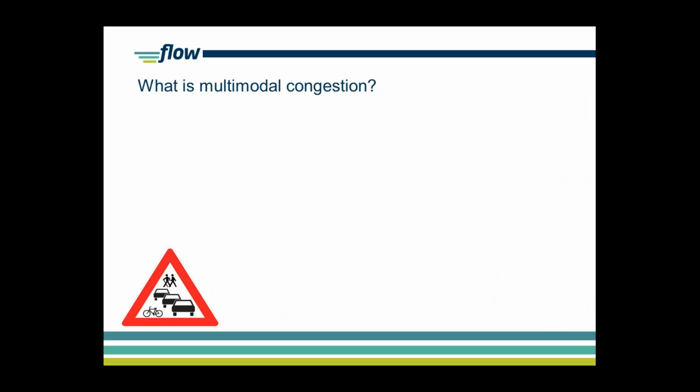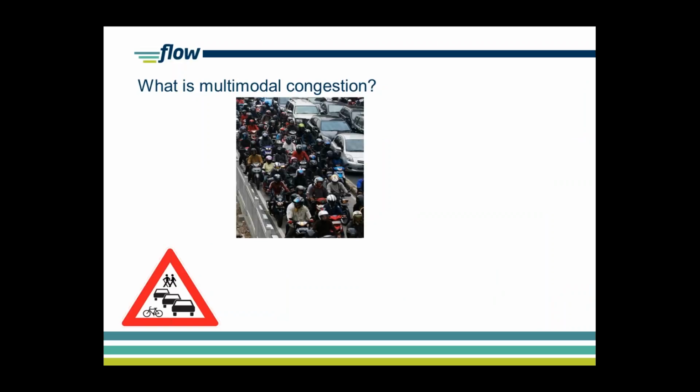So the question now is, what is multimodal congestion? Or that's one of the questions, I suppose. You can say, for example, I don't know if this is multimodal, you see motorcycles and you see cars. So there are two modes of transportation, and you certainly see congestion. But what about this?